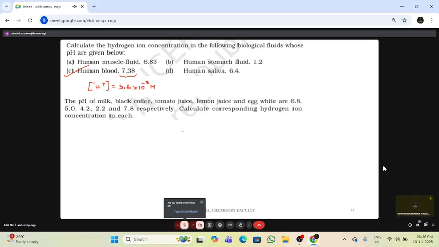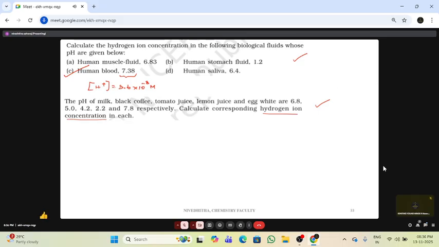The pH of milk, black coffee, tomato juice, lemon juice, and egg white are given, and here also we have to calculate the hydrogen ion concentration. Okay, so take these two problems as an activity. Please practice. Calculating H plus ion concentration, or taking the anti-log, is very simple. The key is practice. Okay, fine.